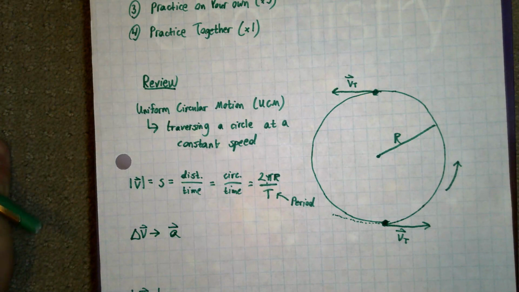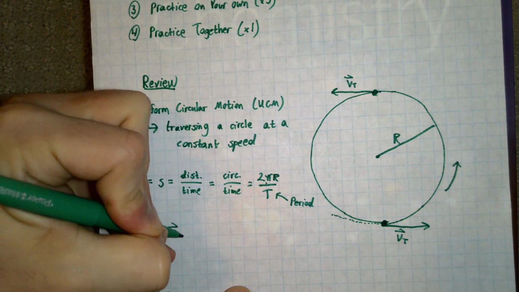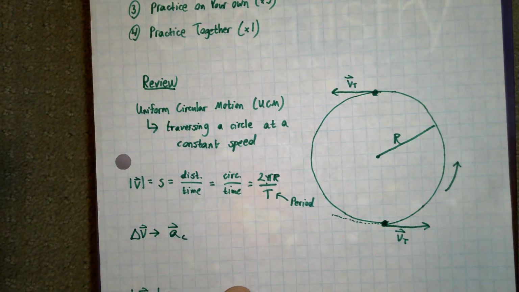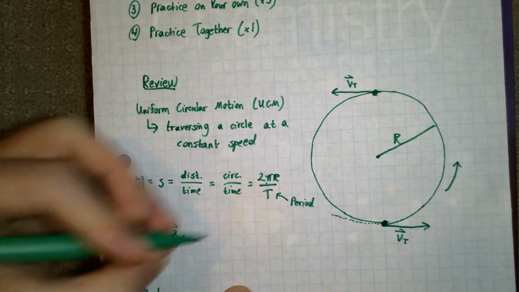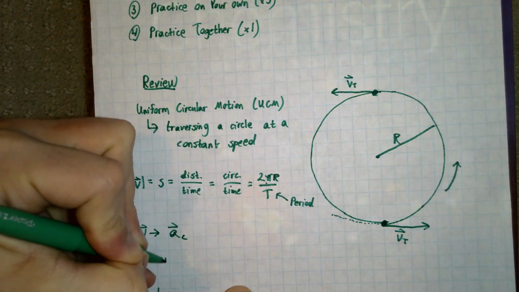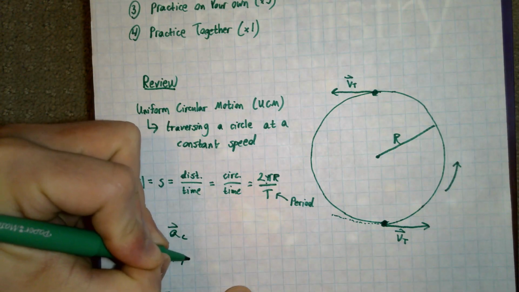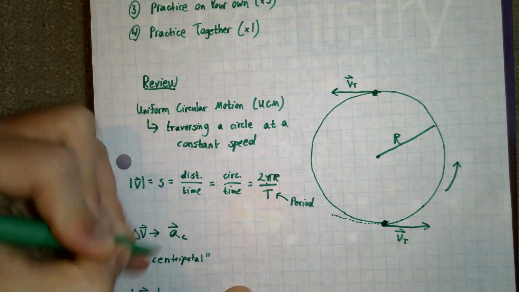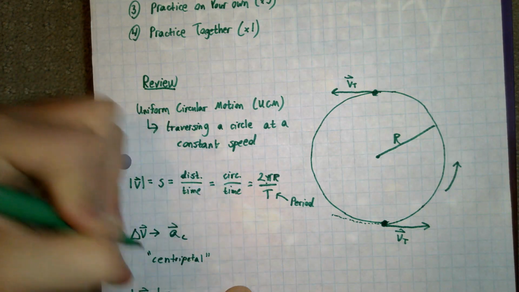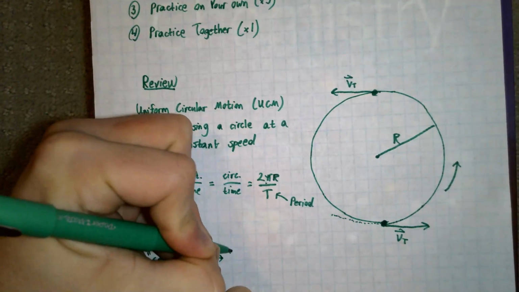This acceleration is mysteriously pointing towards the center of the circle. It's always towards the center of the circle. That's why we call this acceleration centripetal acceleration, or A sub c. I'll write the word down, centripetal, which means towards the center. Centripetal just means towards the center.